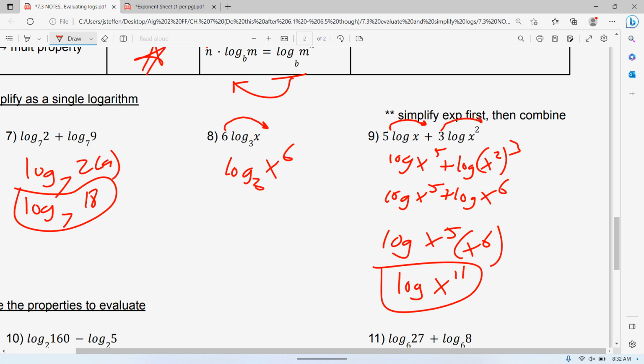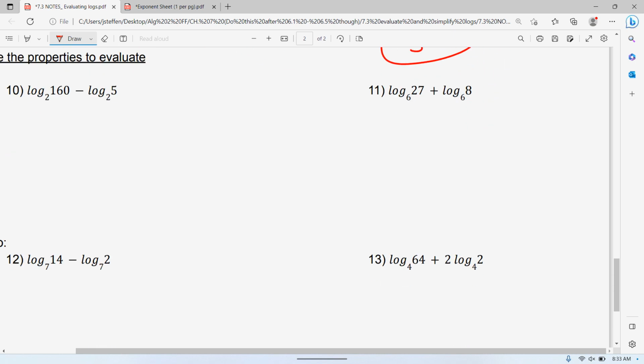Any questions on those so far? So the next one we have is going to be doing all of this stuff. We're going to simplify it into a single logarithm, and then we're going to use that logarithm to evaluate. Subtraction, so we're going to divide. Log base 2 of 160 over 5, which is the same thing as log base 2 of 32.